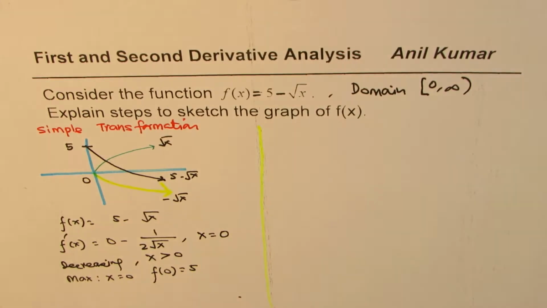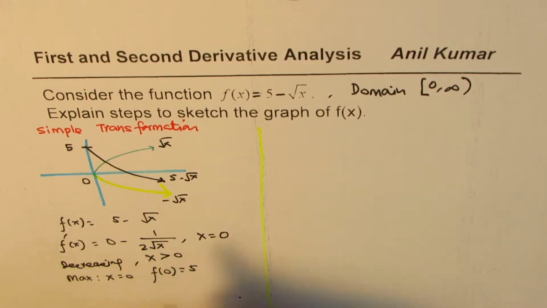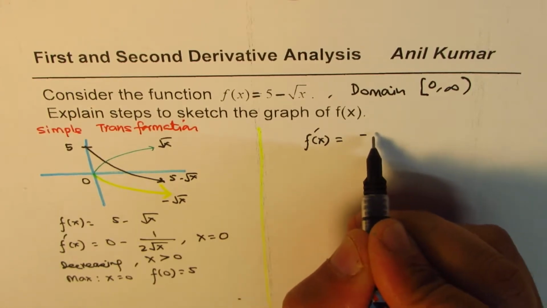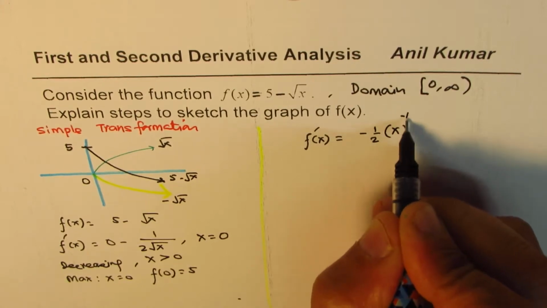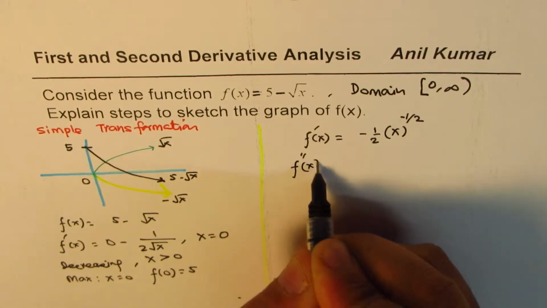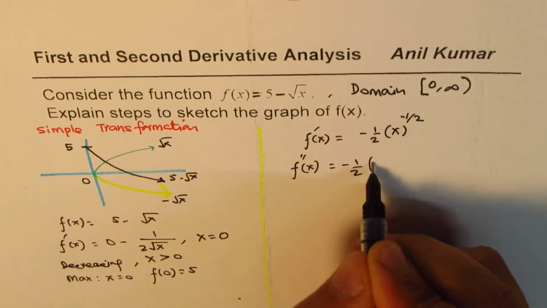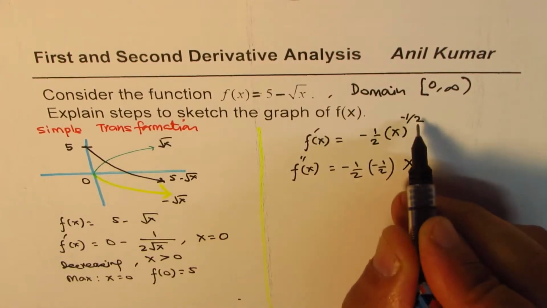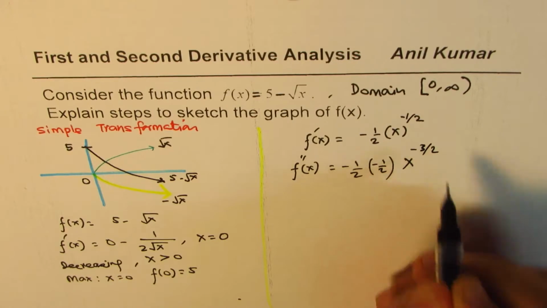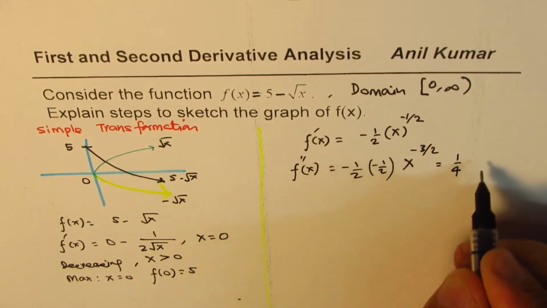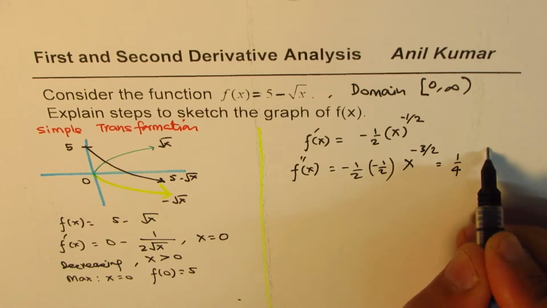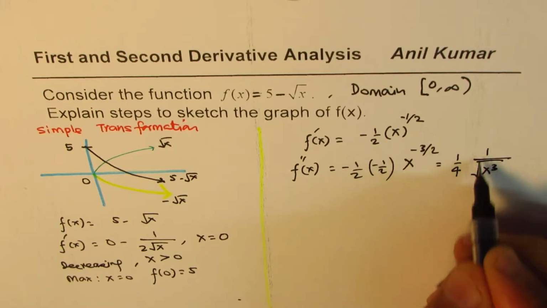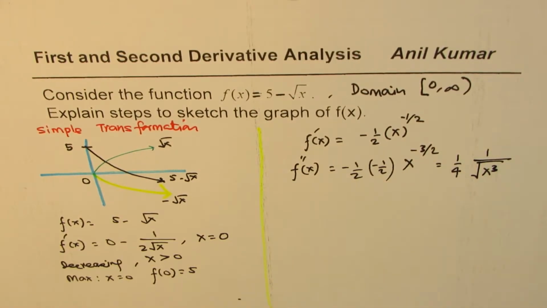Now let's analyze the second derivative of this function. So basically we found that f prime x equals minus half x to the power of minus half. Then the second derivative for this function is minus half times minus half, that means plus 1 over 4, x to the power of minus half minus 1, which is minus 3 by 2. Which you could write as 1 over 4, 1 over square root of x cubed. Is it okay? So that becomes the second derivative.